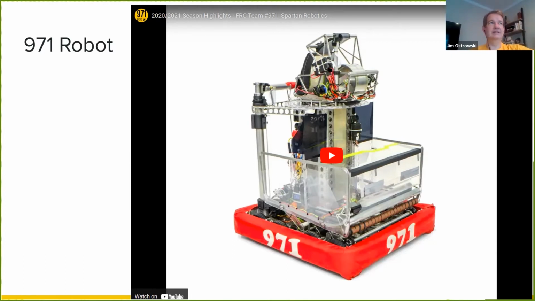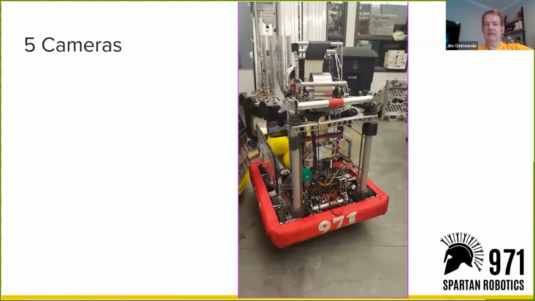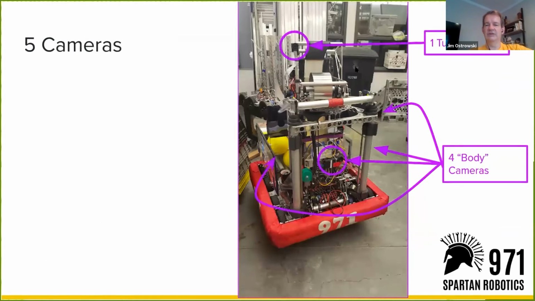And again, the idea is that we wanted to always be estimating our position, and allow the robot to track the target using the turret camera. So again, there are 5 cameras, 1 on the turret and 4 on the body.